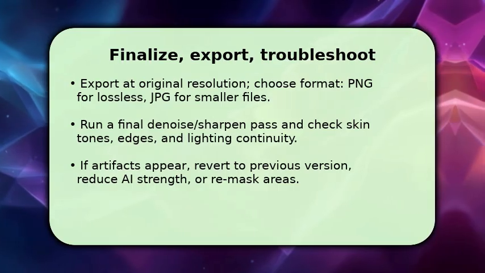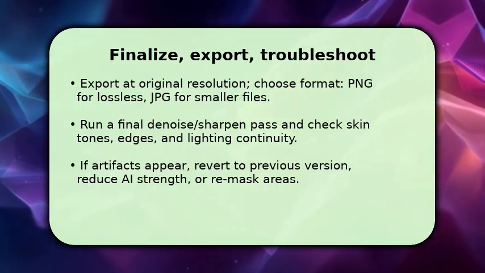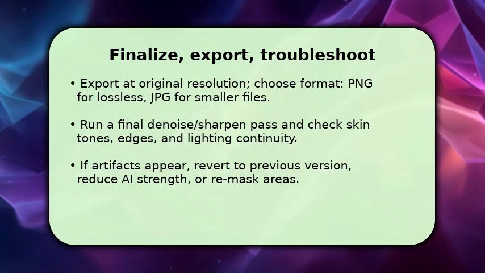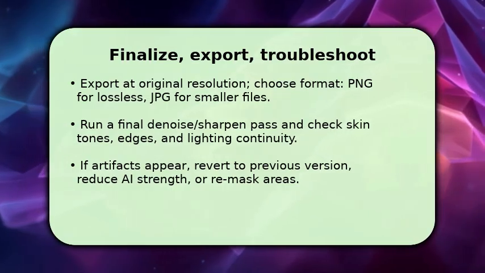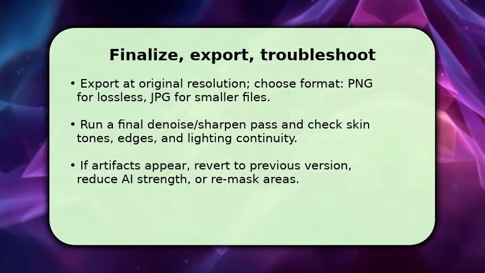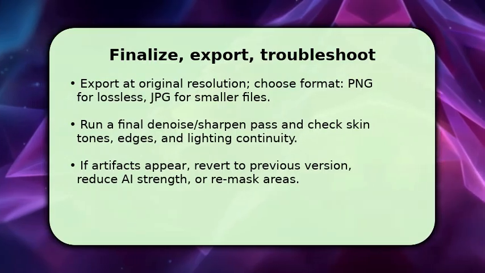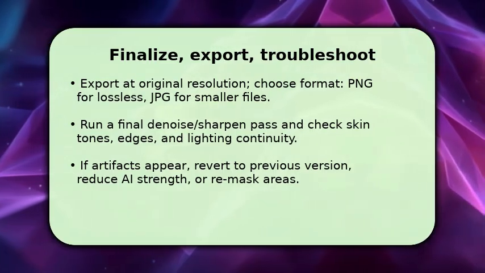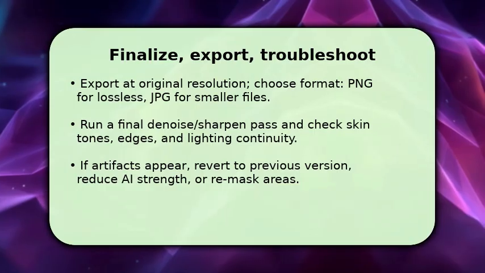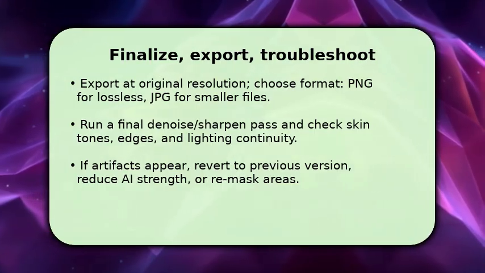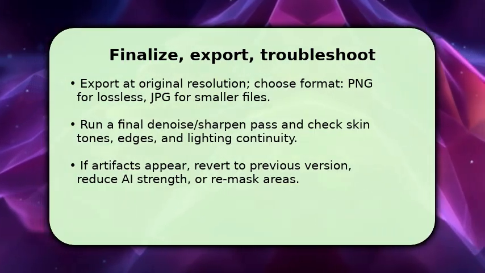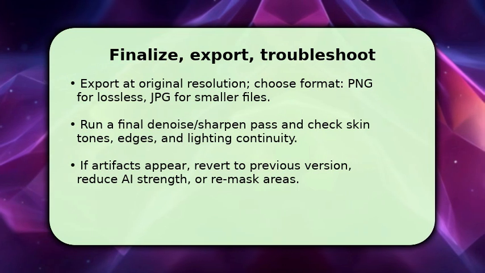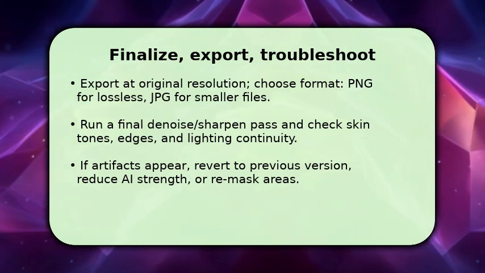Once exported, perform a final denoise and subtle sharpening, then inspect skin tones, edge transitions, and lighting continuity so the edit reads naturally. If you see halos, smudges, or mismatched lighting, revert to the last good version, lower the AI strength, refine your mask, or rerun the operation on a smaller region. That one troubleshooting trick usually fixes most problems.